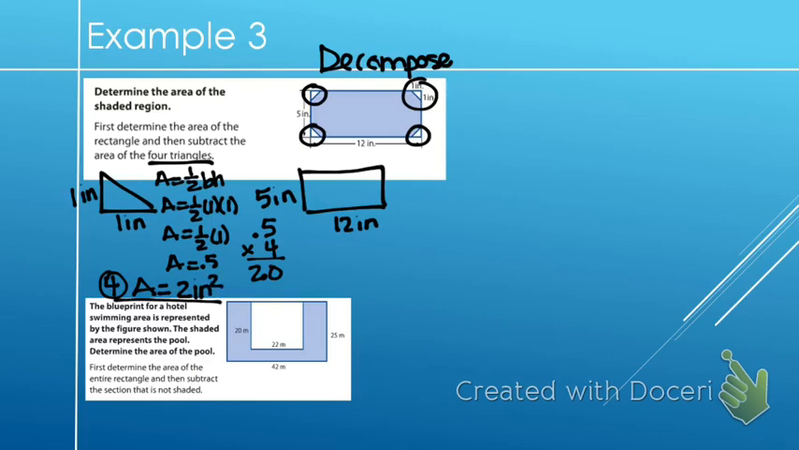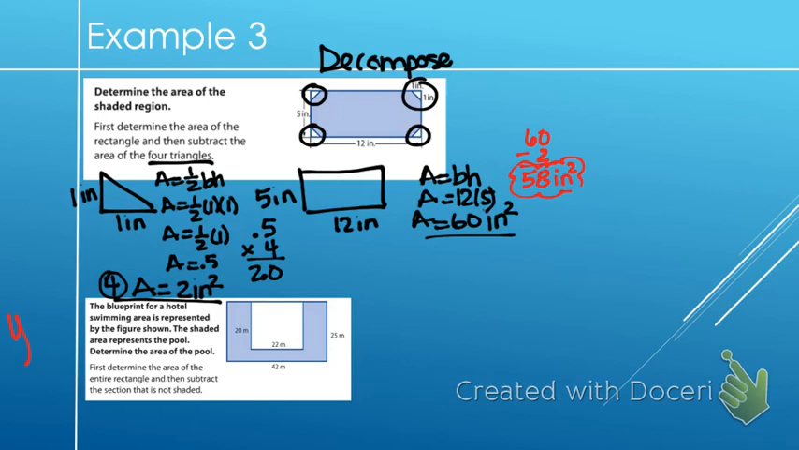Okay, now I'm going to go over to our rectangle. So we have base times height. Base is 12, height is 5. Okay, 12 times 5, we get 60 inches squared. And that's just for the rectangle. Okay, since we are decomposing, we got to subtract. So 60 minus our 2. So we get 58 inches squared. Okay, and then this last one here is your you try.